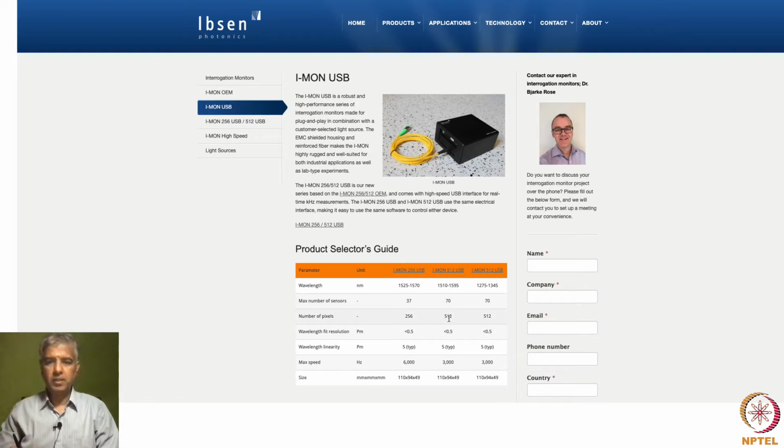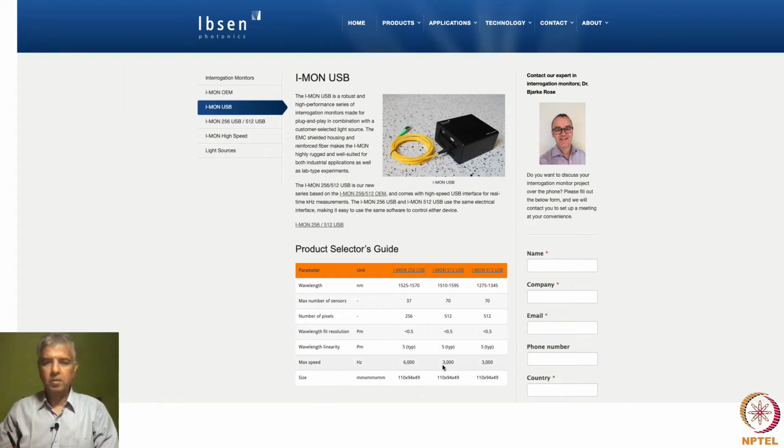And they're talking about how many pixels they have. In this case, it's 512 pixels. And this is the interesting part. Although you say 512 pixels covering 85 nanometers, each pixel is probably 0.15 nanometer apart. But like we discussed in the last lecture, the resolution could be better than 0.5 picometer, as they mention, provided you fit the points we have collected and interpolate more points between the actual measured points.